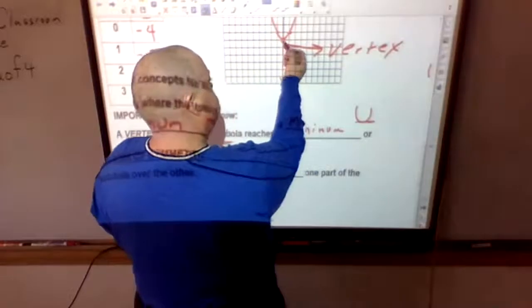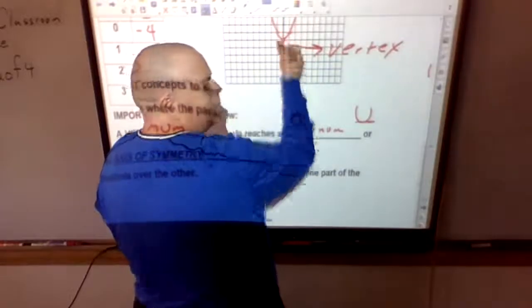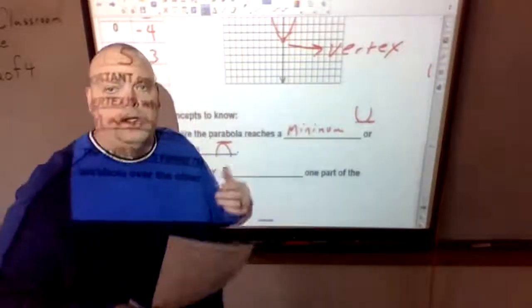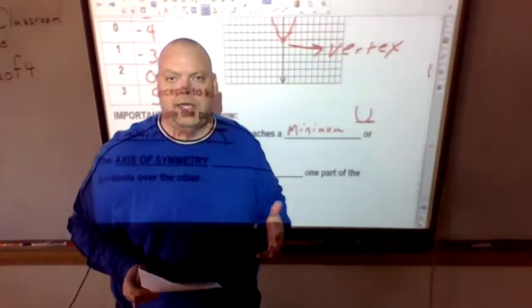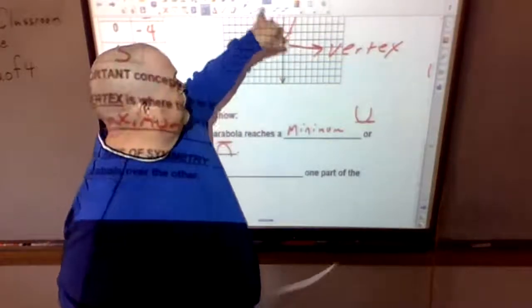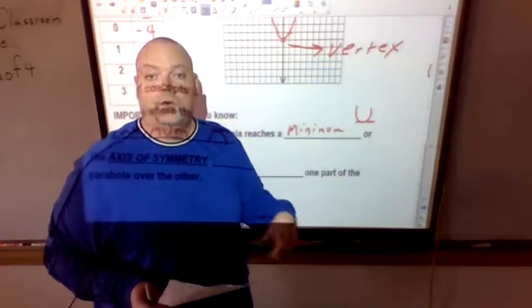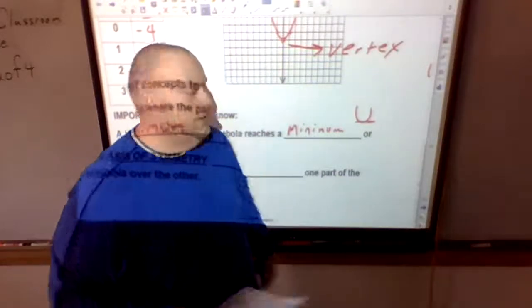Why? Because this is the smallest value that this parabola has. That's why we call it the minimum, because it has the smallest value of all the points on that parabola. It's the smallest one. That's why we refer to it as the minimum.